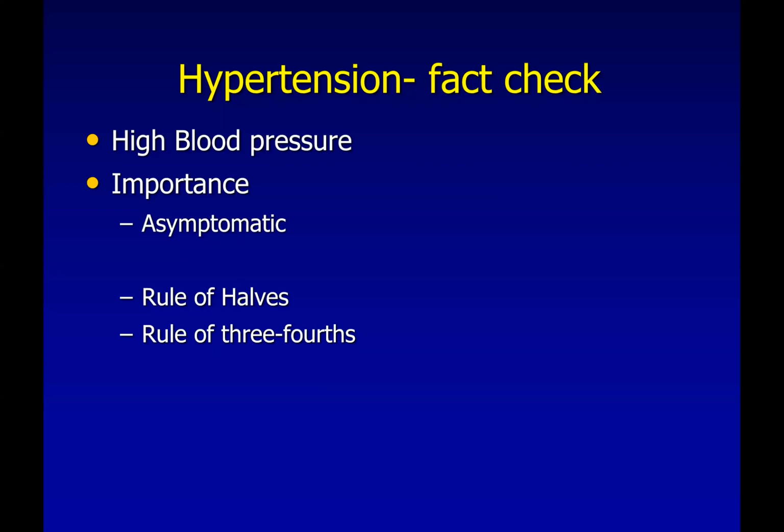Half of them who are diagnosed, only half are on treatment. So 50% of those who know that they have hypertension will not be taking treatment. And the irony is that of those who are actually taking treatment, only 50% are actually controlled.